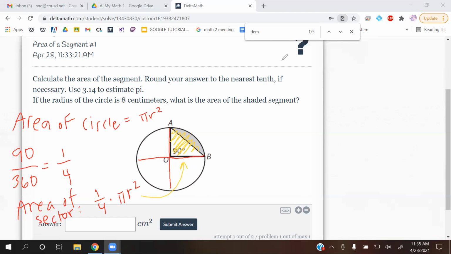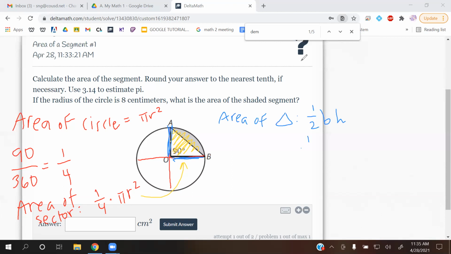So what is the area of a triangle? I'm going to write that in blue over here. I'm just going to write it like that. Remember that the area of a triangle is 1/2 base times height. Base being this line and height being this line. In this case, since we have a triangle in the circle, the base and the height are both equal to the radius of the circle.